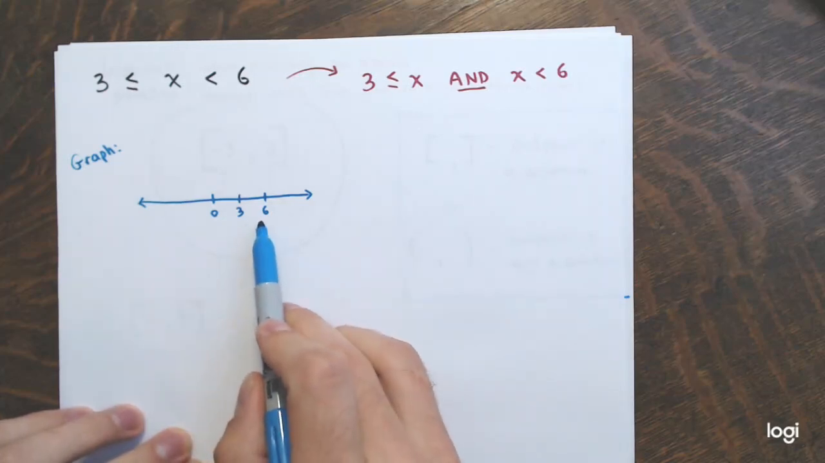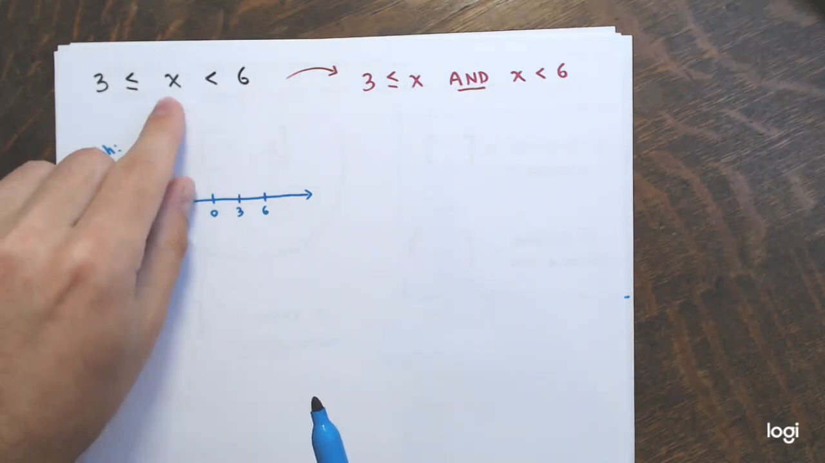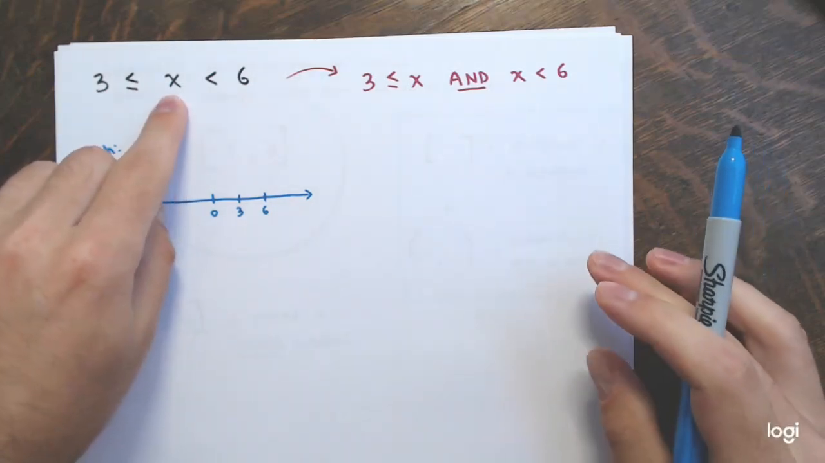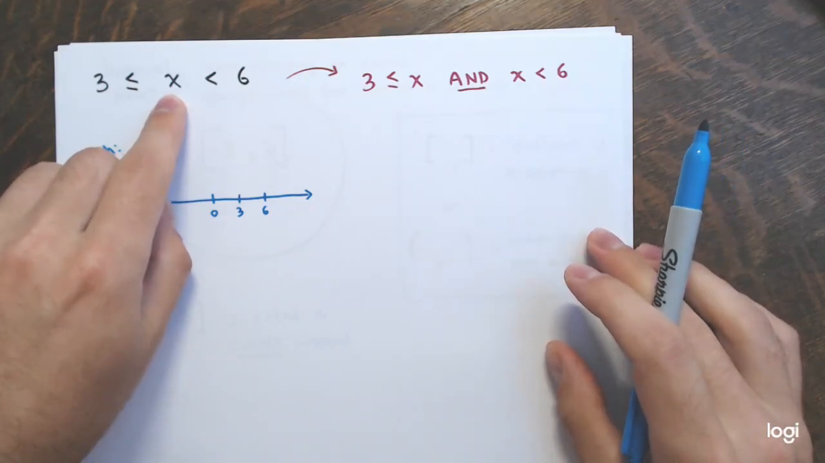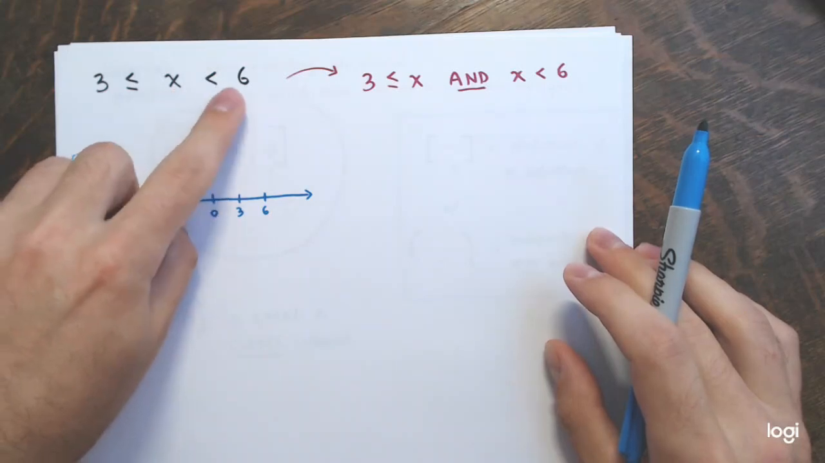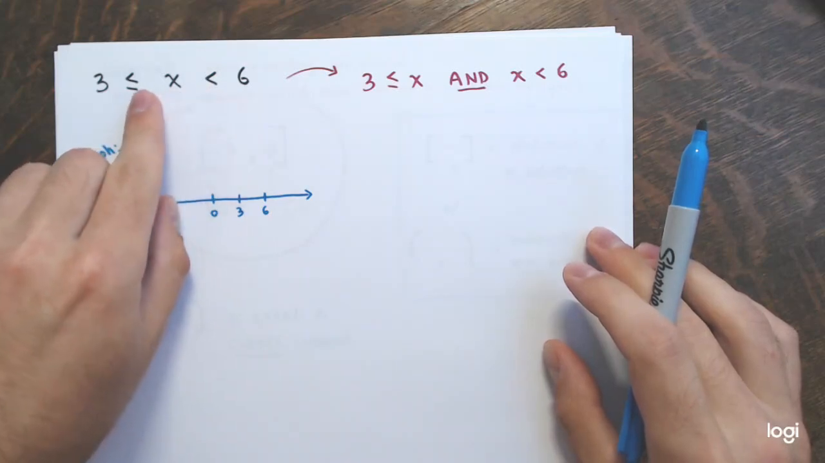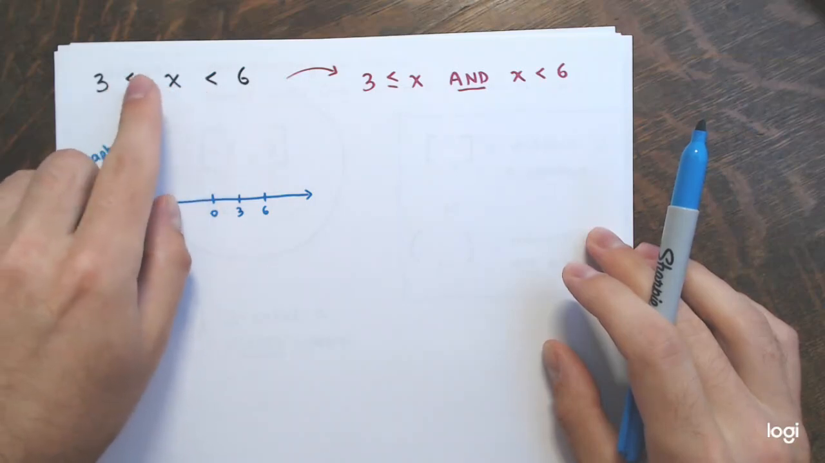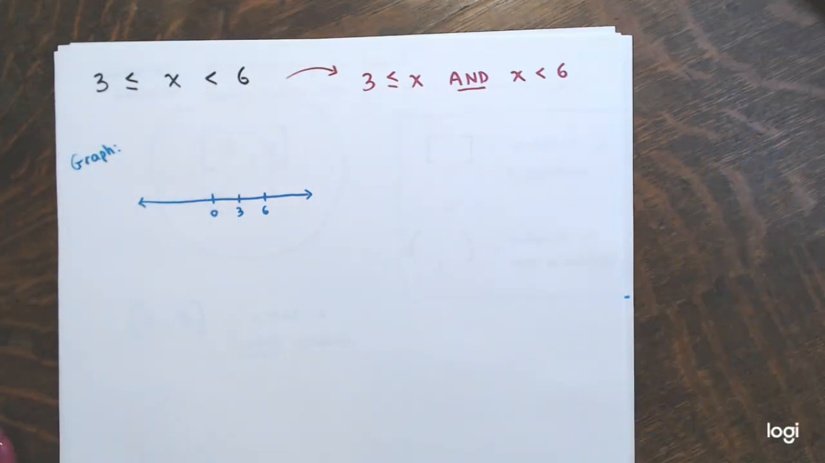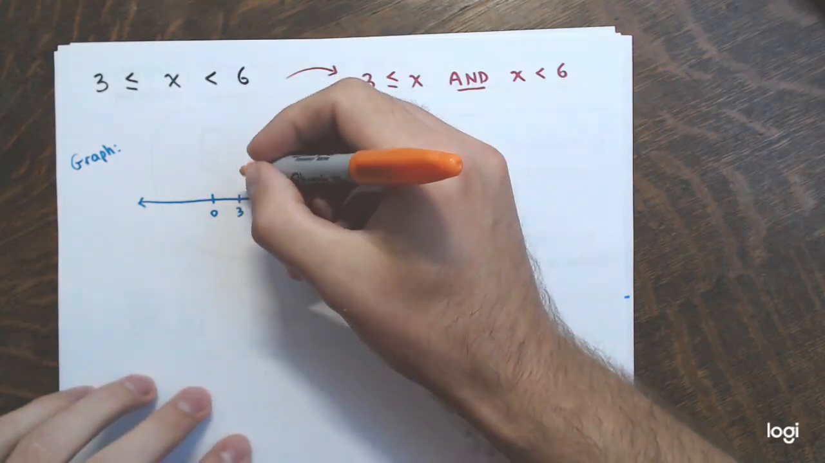So here's 3 and 6, and think of all the numbers that are solutions to this. Think of all the numbers that make this a true statement, like 4, 5, and 4.5, 5.5, 5.9. Any number that's both greater than or equal to 3 and at the same time less than 6. So every number between 3 and 6 is a solution. So I'm going to indicate that here.